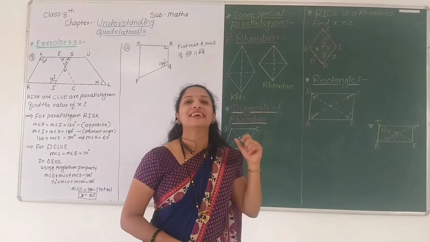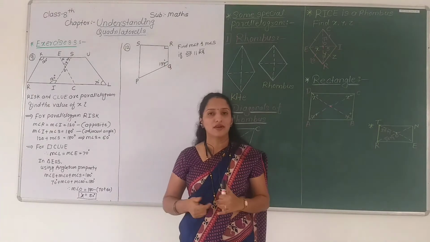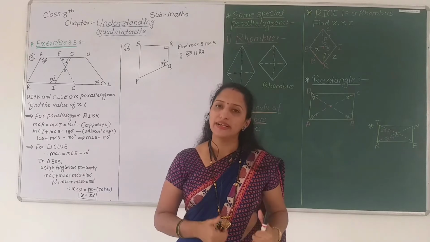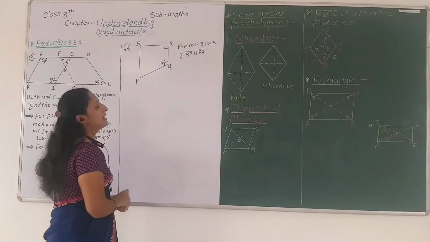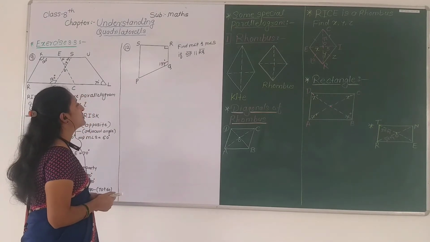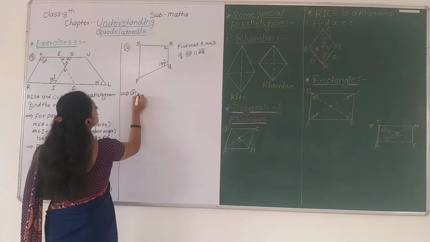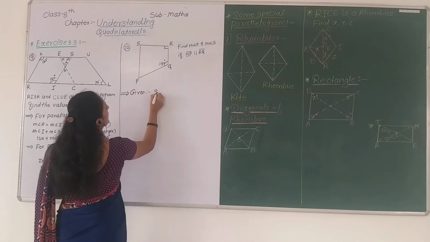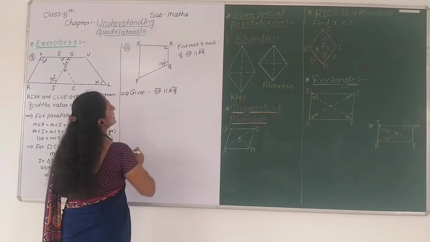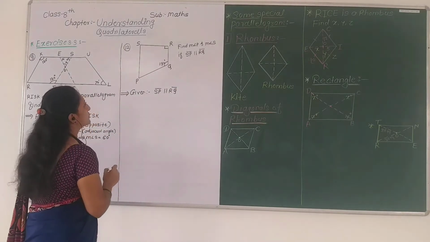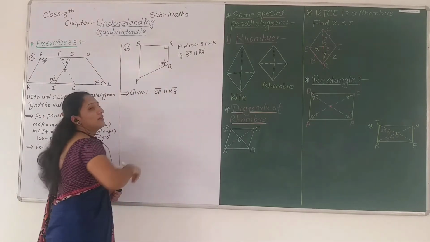So it is a trapezium, correct, since there is only one pair of parallel lines. Now we have to find angle P and angle S, measure of angle P and measure of angle S. So we have been given that SP bar is parallel with RQ bar. Since SP bar is parallel with RQ bar, so P and Q are what?